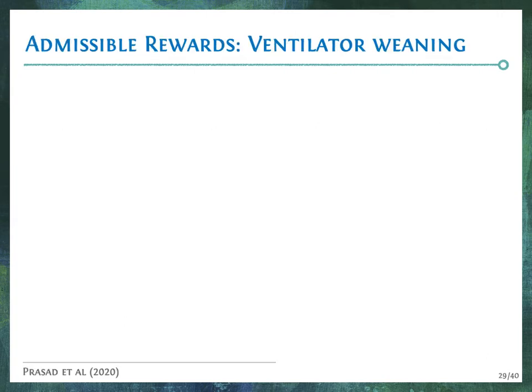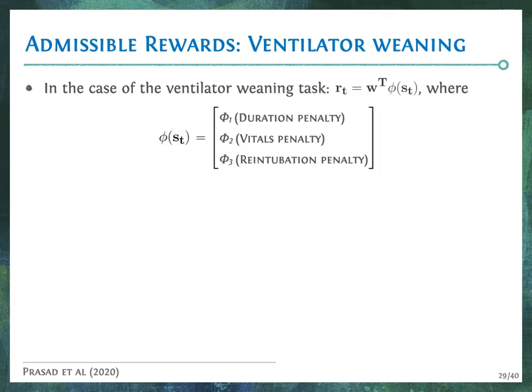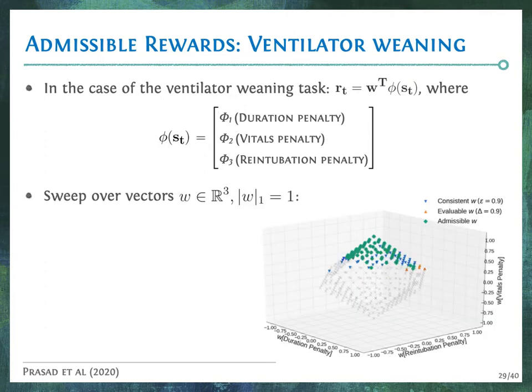Let's now see what these polytopes might look like for a real task. Returning to the ventilator weaning problem, we formulated our original reward function to take the form of a linear combination W of three interpretable reward components: a penalty on prolonged vent duration, a penalty on abnormal vitals, and finally, a reintubation penalty. To visualize the distribution of admissible weights when training policies on the extracted patient histories from MIMIC, we sweep over weights across the 3D space and evaluate each against a separation oracle for the corresponding policies. Admitted weights for some choice of threshold on consistency and evaluability are highlighted here in green.